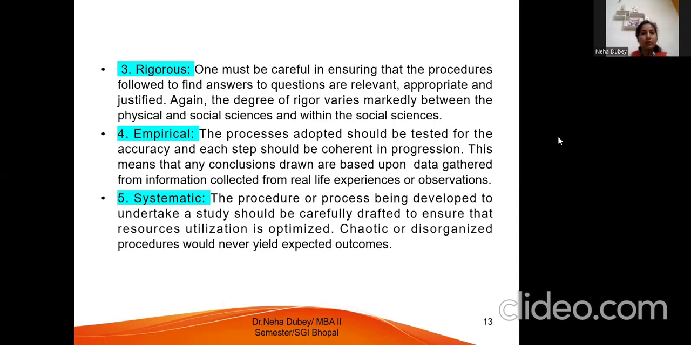One must be careful in ensuring that the procedures followed to find answers to questions are relevant, appropriate, and justified. Again, the degree of rigor varies markedly between the physical and the social sciences and within the social sciences. Means we ensure that whatever procedure we follow for collecting the answers to that question should be relevant and appropriate. Now, empirical.